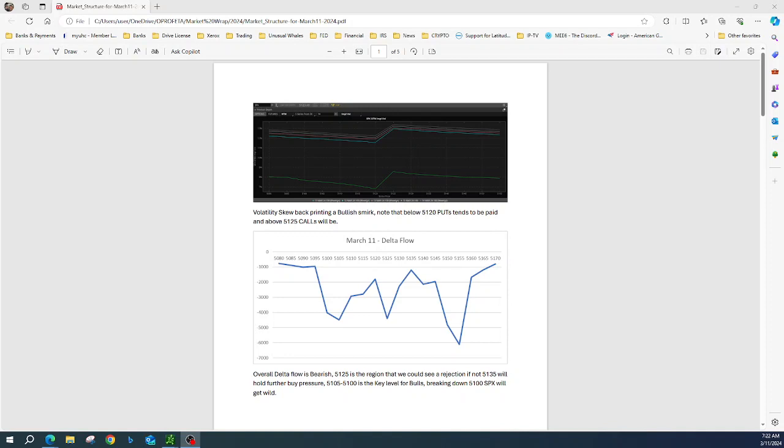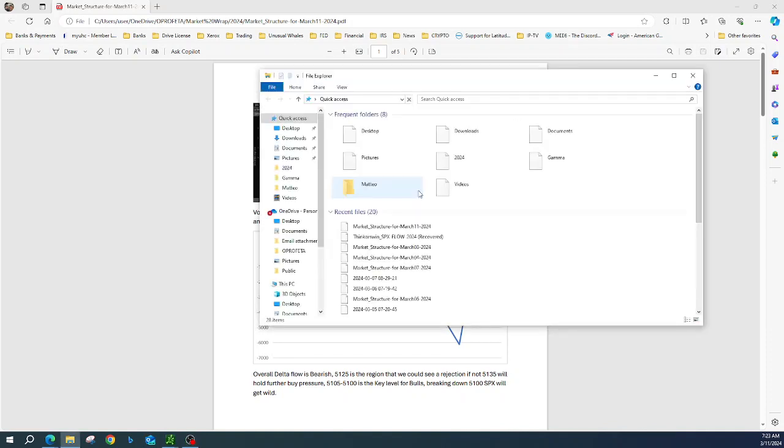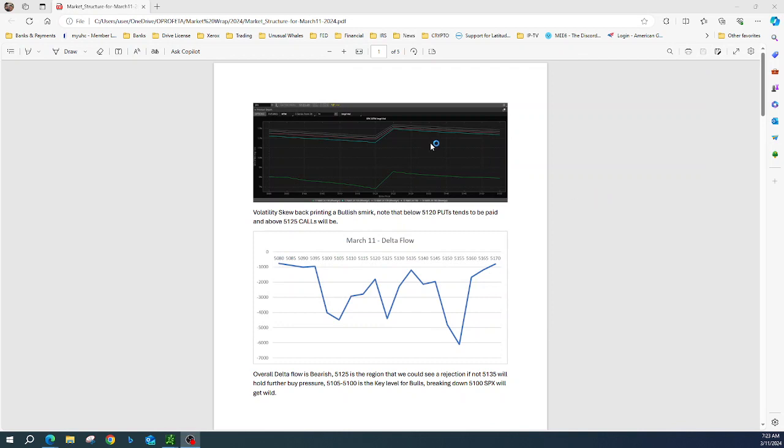Let's just review what we had in the book last Friday and compare with the pre-market. By the way, I need to open my spreadsheet because I forget to do that. But anyway, let's start with the market structure.